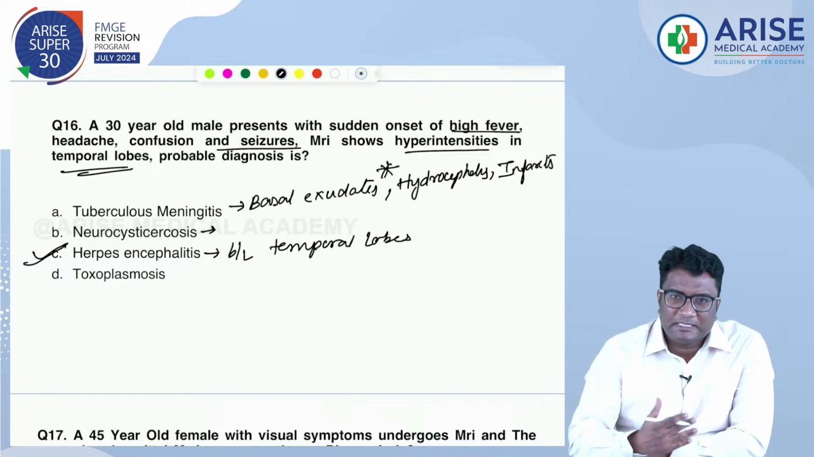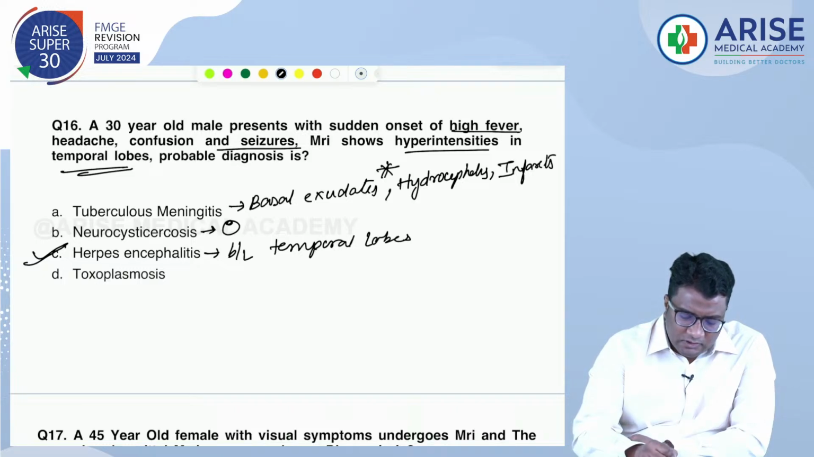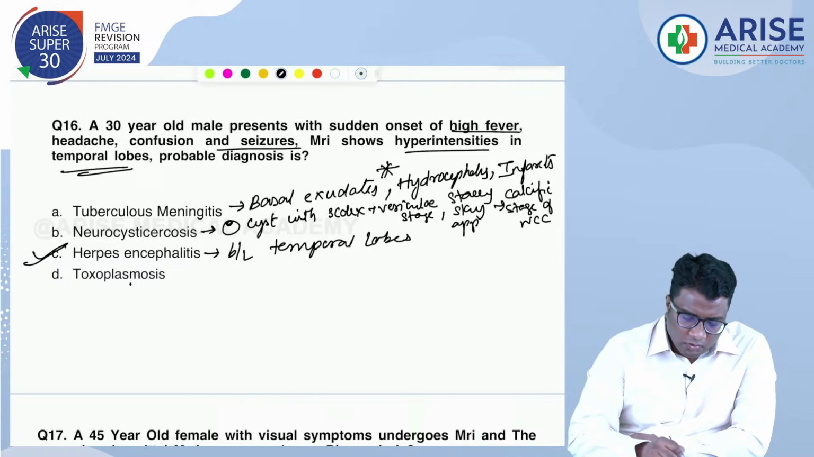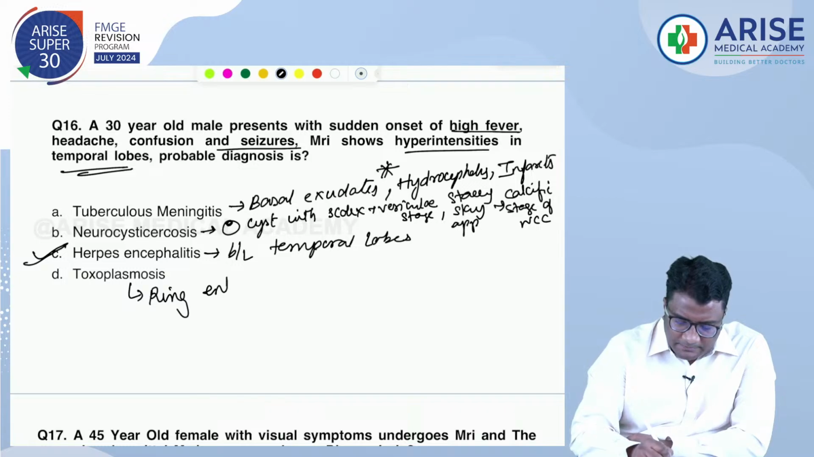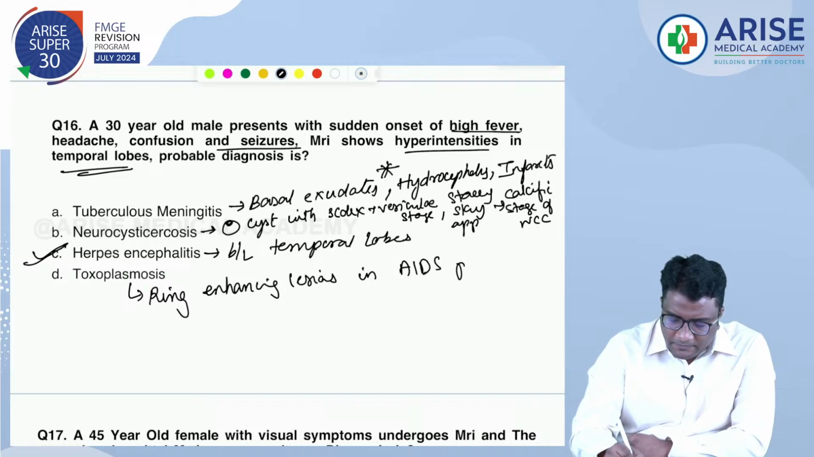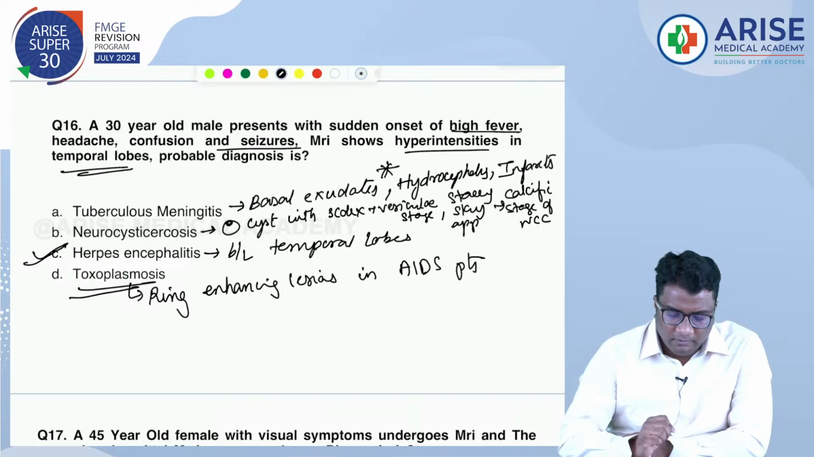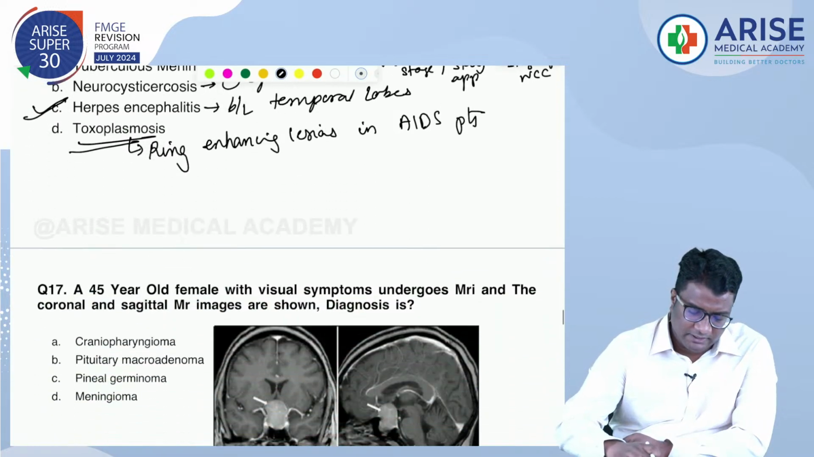Neurocysticercosis, based on the stage you are in. A vesicular stage will produce a cyst with central scolex. This is seen in vesicular stage. And you also have a starry sky appearance on CT. This is a feature of the calcific stage of neurocysticercosis. Toxoplasmosis produces ring enhancing lesions, especially in the basal ganglia. Ring enhancing lesion in the basal ganglia in AIDS patients. Right, so ring enhancing lesion in AIDS patients is toxoplasmosis. So here, because there is temporal lobe involvement, the answer should be herpes encephalitis.